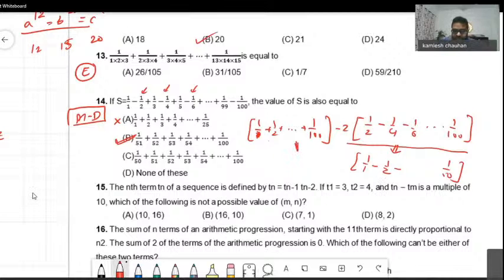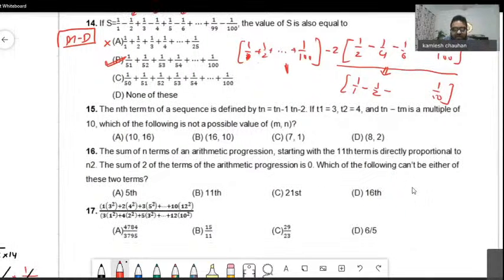Question number 16. Nth term of the sequence is defined by Tn is equal to this. Okay. T1 and T3 का वैल्यू दे रखा है. अभी इनके बीच में कुछ नहीं है, मतलब मल्टीप्लीकेशन है. Tn minus Tm is multiple of 10. Which of the following is not a possible value of M and N? तो हम लोग को सोचना होगा what are the possible values these two can take. Okay. So हम लोग we can find T3, we can find T4.